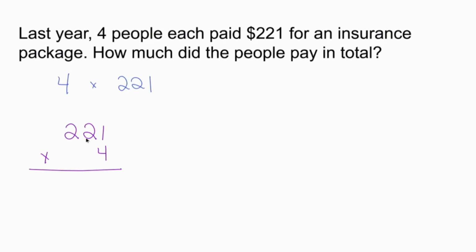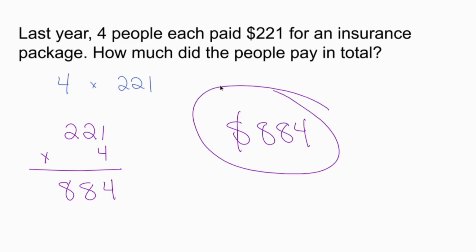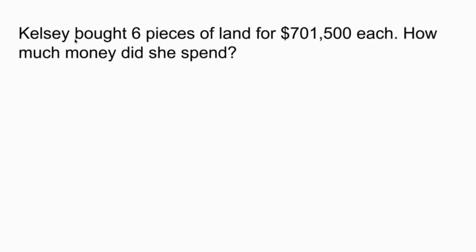Now we multiply 4 to 221 by starting from the right and moving our way to the left. So 4 times 1 is 4. 4 times 2 is 8. 4 times 2 is 8. So the number we end up with is 884. But since this is a word problem, it asks how much did the people pay in total? Well, that's money, so we're going to say $884. And that's our answer.